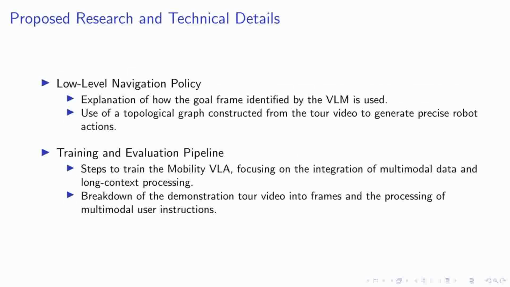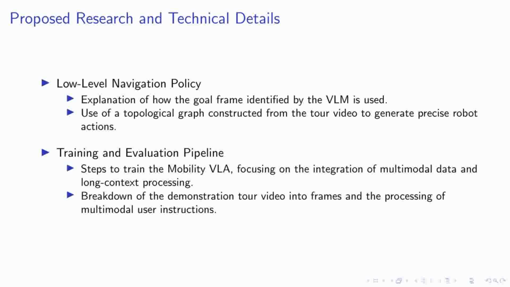Diving deeper into the Mobility VLA, let's explore the intricacies of our low-level navigation policy. Once the high-level vision language model identifies the appropriate goal frame from the demonstration tour, the real challenge begins: translating this information into actionable steps for the robot. This is where our topological graph comes into play. Constructed meticulously from the tour video, this graph is not just a map, but a dynamic blueprint that guides the robot through precise waypoints, ensuring smooth navigation in real-time environments.